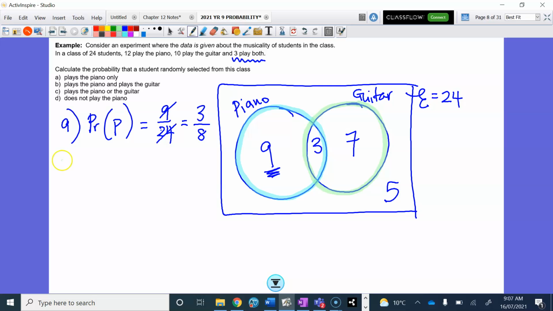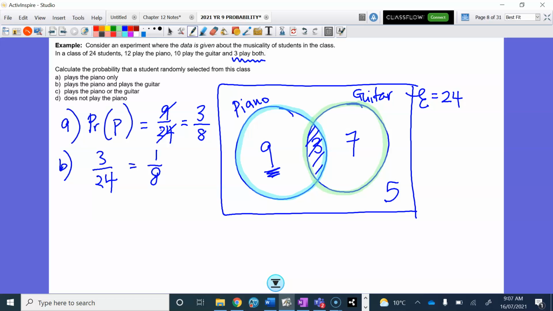In a similar way, the probability that the student plays the piano and plays the guitar. This section in here, they play the piano and the guitar, that little intersection part of the diagram. So the probability that a student plays piano and plays guitar would be 3 out of 24. Again, that would simplify down to 1 out of 8, 1/8.